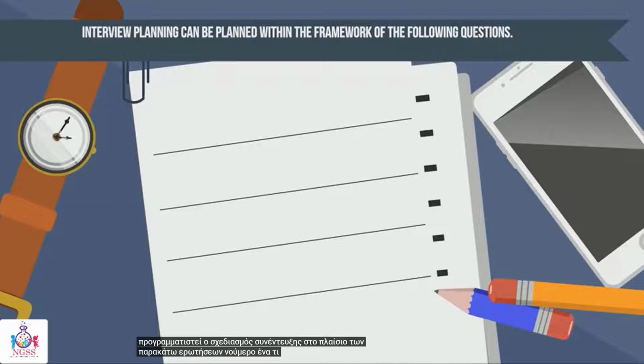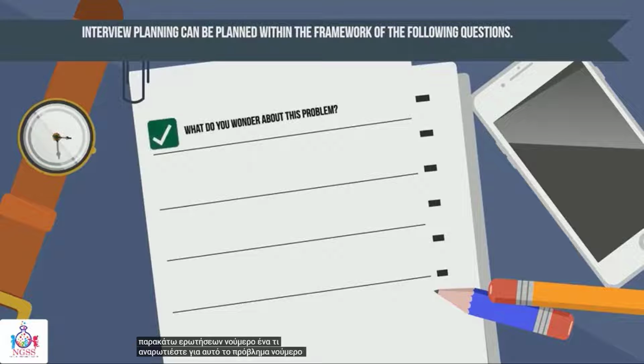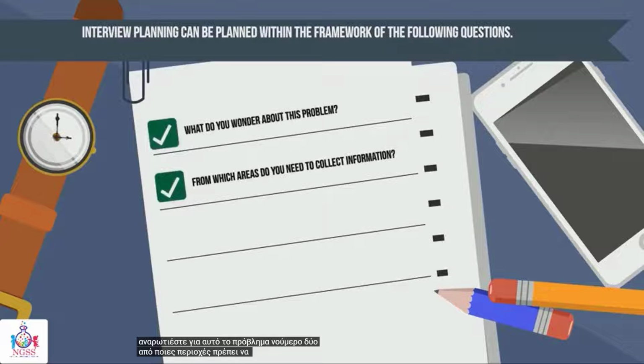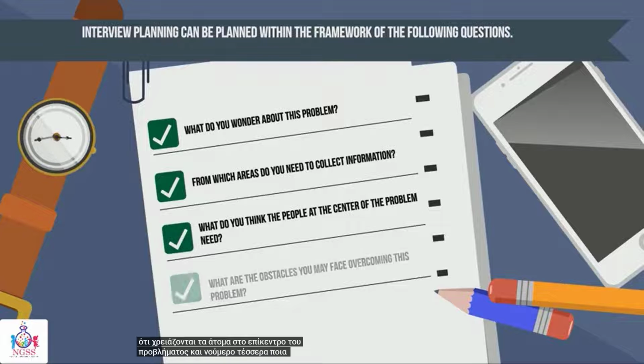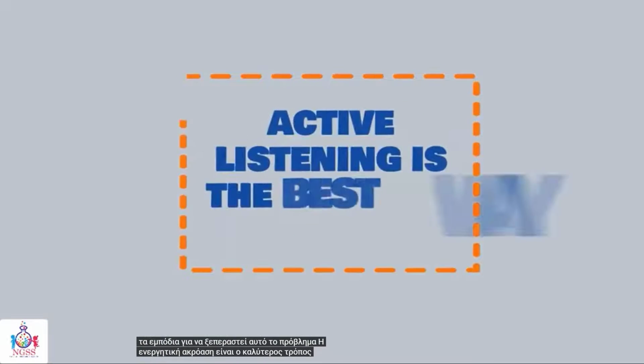Number 1, what do you wonder about this problem? Number 2, from which areas do you need to collect information? Number 3, what do you think the people at the center of the problem need? And number 4, what are the obstacles to overcome this problem? Active listening is the best way to listen.